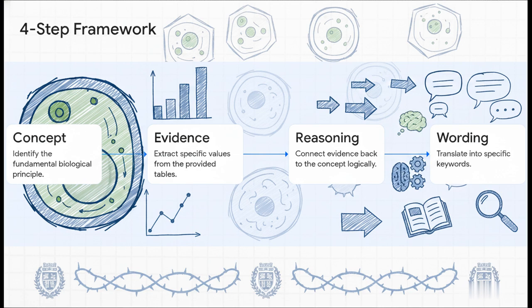Step 3 is scientific reasoning. This is where you connect your evidence back to the biological concept using logical steps. And finally, Step 4, examiner wording. Translate your reasoning into the specific keywords you know are in the mark scheme. This framework is a game changer because it ensures you don't miss those critical method marks, even if your final conclusion ends up being slightly off.